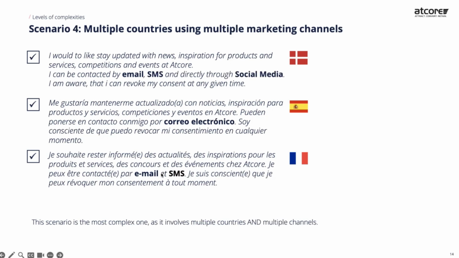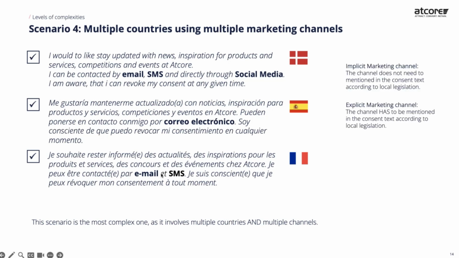And finally, we have the fourth scenario. So now we are operating in multiple countries, and we are also using multiple marketing channels. This is the most complex scenario, as I need to ensure alignment with local legal legislations. More specifically, we are distinguishing between something we call implicit or explicit marketing channels.